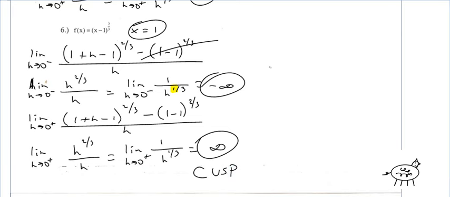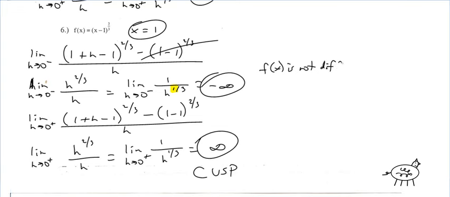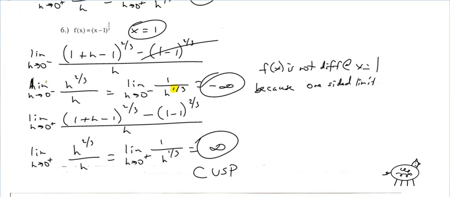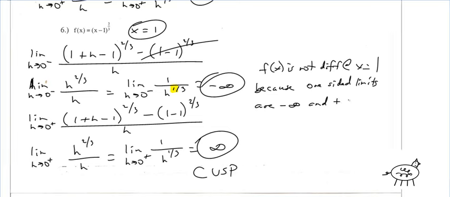And so f of x is not differentiable at x equals 1 because basically the one-sided limits are not equal. Or I really better say one-sided limits are negative infinity and positive infinity. So you're going to say this is a cusp, which I already did down there.